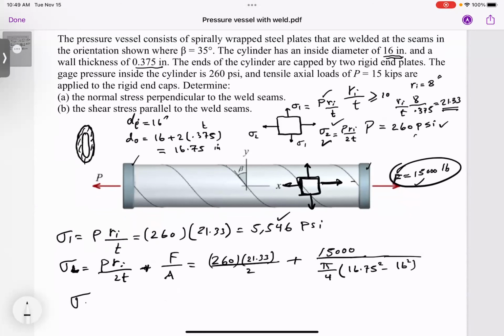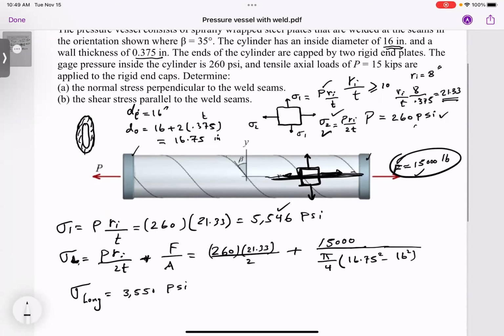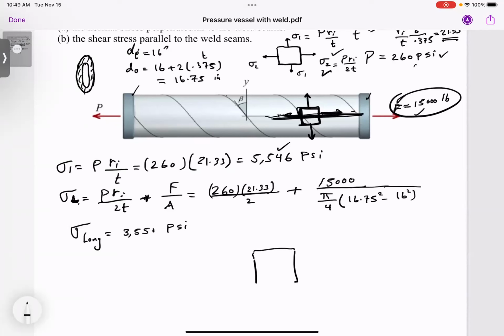So if you do the calculation, this sigma longitudinal, I call it LONG, which would be the sigma along this direction, right? Becomes the sum of those two, which is 3,550. All right. So now I have a stress element which looks like this. This is the stress element on any point on the outside of this pressure vessel. I got the hoop stress, which is 5,546 psi. Same thing here, right?